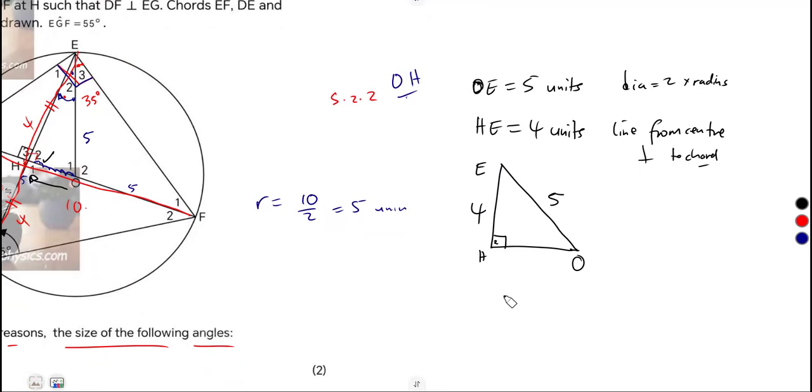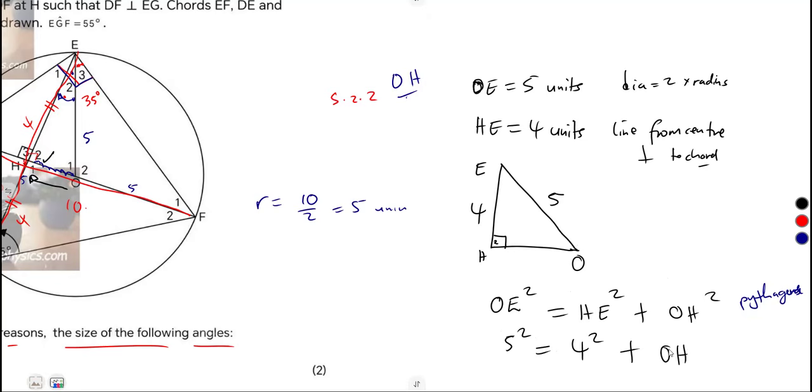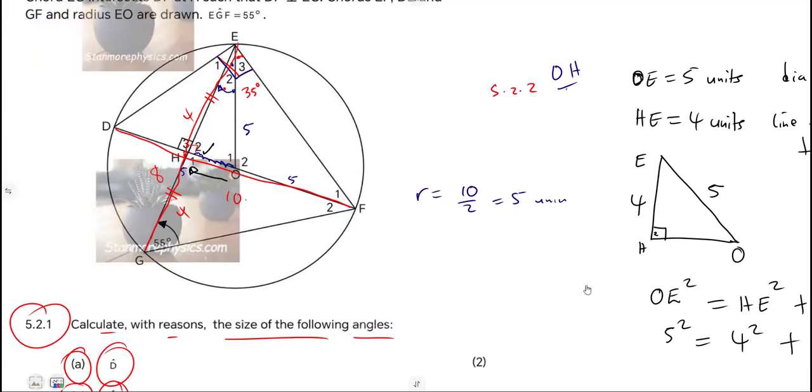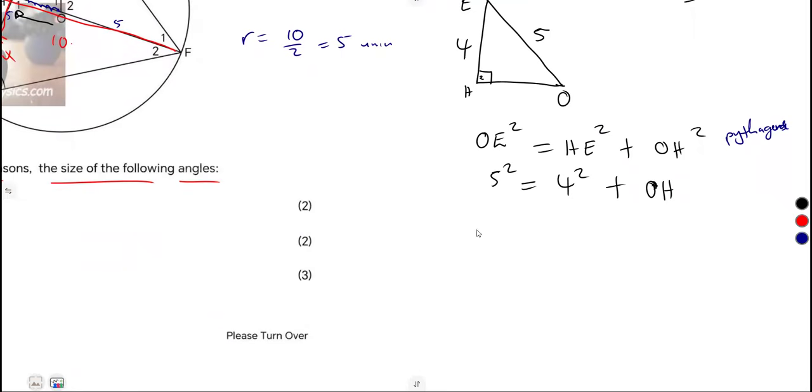From our Pythagoras theorem, OE squared, our hypotenuse, is equal to the sum of the squares of the shorter sides, HE squared plus OH, or HO, squared, the one that we need to calculate. You can play around with your Pythagoras here. We have from O to E, which is 5, from H to E, that is 4, and the OH is the one that we are supposed to calculate. So you see how to play around with these questions, guys. You can play around with your theorems, and that's it.